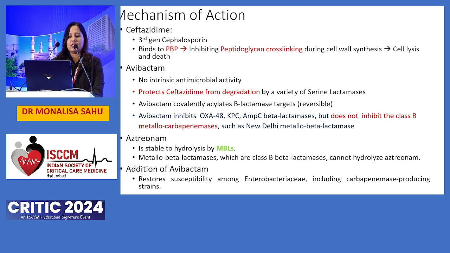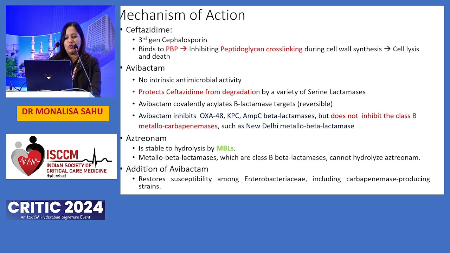As we know, the ceftazidime is the third generation cephalosporin which binds to the PBPs and inhibits the peptidoglycan cross-linking, thus preventing the cell wall synthesis and causing the cell lysis. Avibactam is the beta-lactamase inhibitor without any intrinsic antimicrobial activity, but protects the ceftazidime from degradation from the various serine lactamases, and it is also a reversible action, but it is active only against the OXA48, KPC and the AmpC beta lactamases, and the MBLs are not prevented by it.